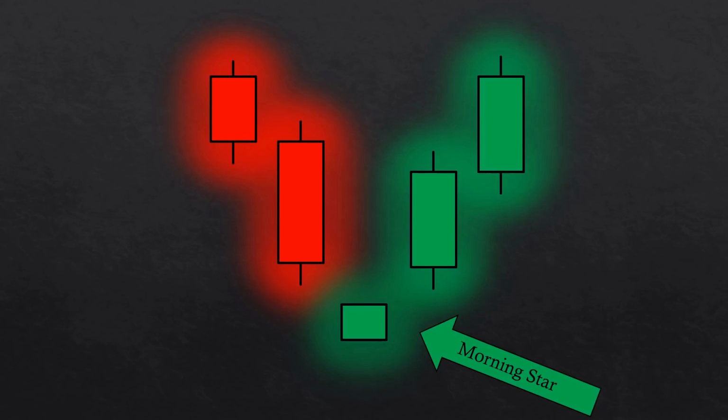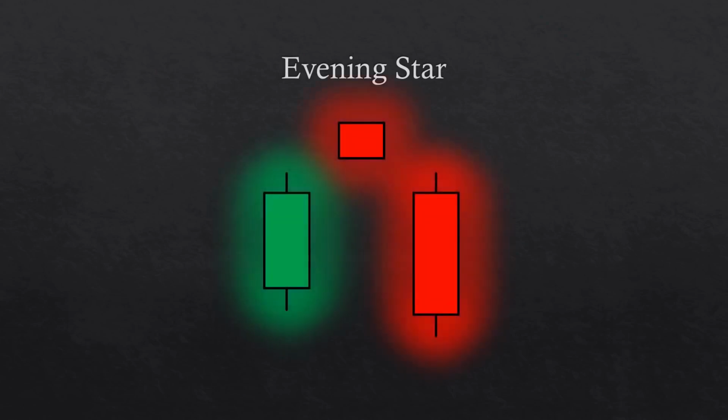The next pattern is called the evening star, which is the mirror image of the morning star pattern. In other words, it's a bearish reversal pattern. The first candlestick is bullish, the second candle in the pattern opens up with a gap up and it forms a small bearish candle, and the third candle is a larger bearish candle that opens with a gap down.